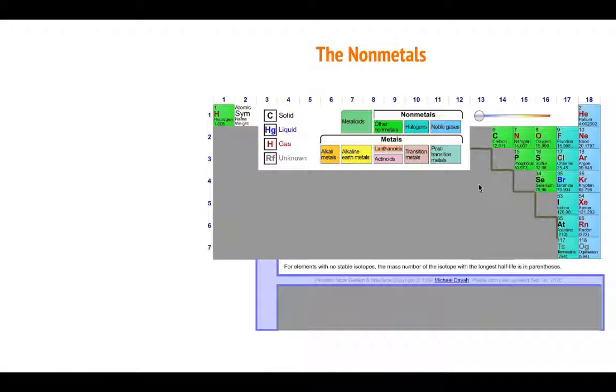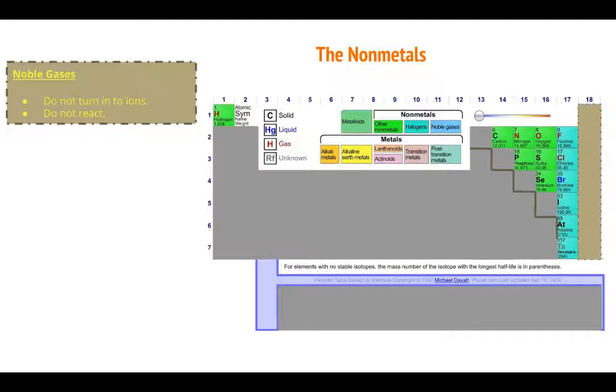We also have the nonmetals, which is almost everything except for the metals. These start with the noble gases on the right side. They don't really react with other elements. That's why they're called noble. Since they don't react, they don't turn into ions either. So they don't ever have a charge. It's just a neutral charge, or a charge of 0.